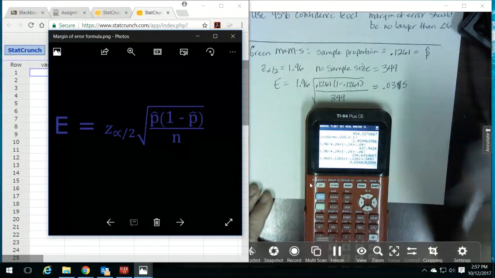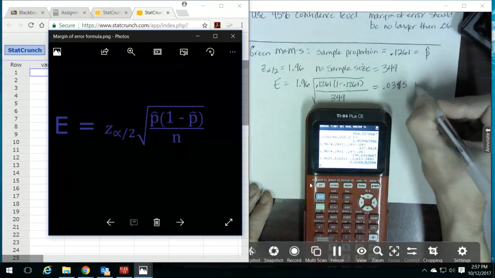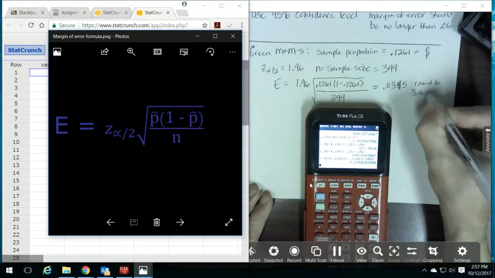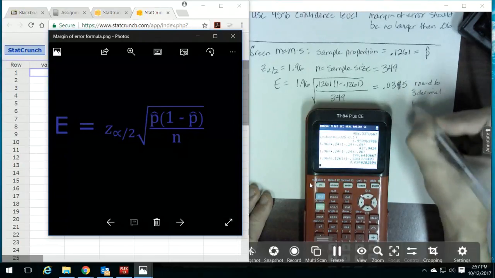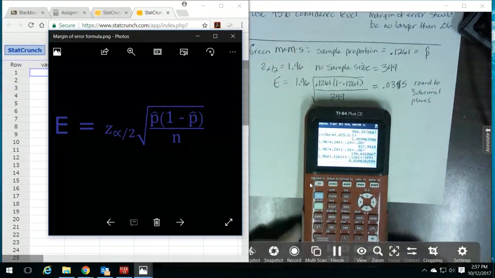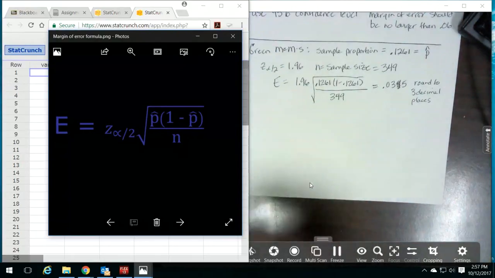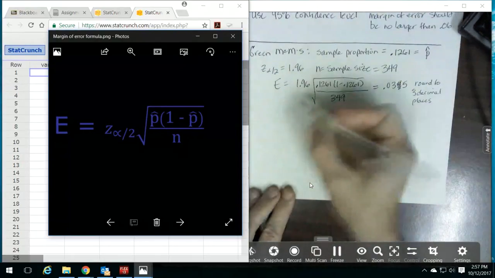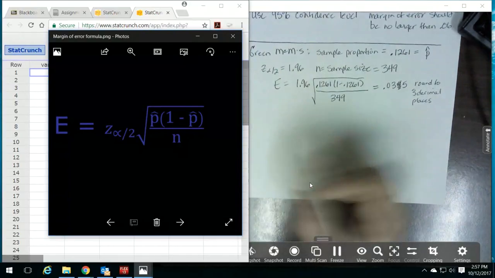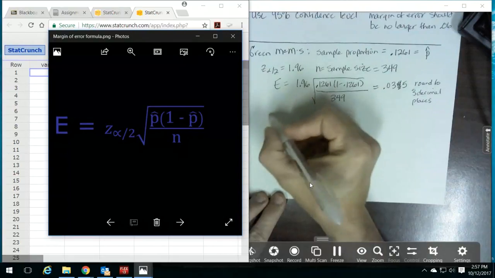I just looked at the first 3 of those and I didn't notice the next one was an 8. So this one, round it to 3 decimal places. Okay, so that gives me my calculated margin of error. So then the next thing is to actually figure out the lower and the upper limits for my confidence interval.